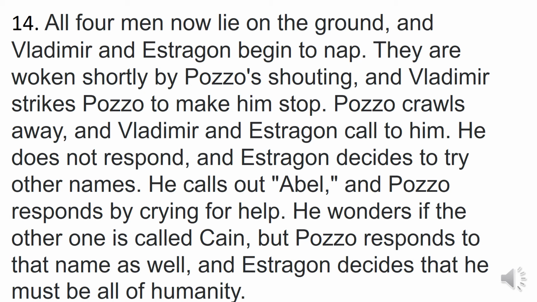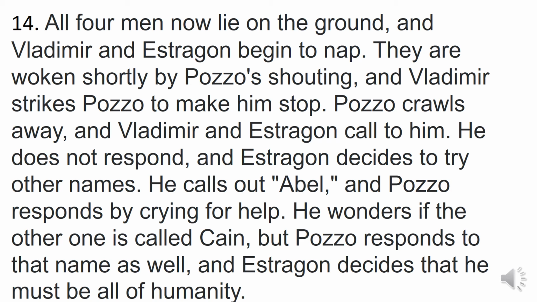All four men now lie on the ground and Vladimir and Estragon begin to nap. So now they sleep. What a bizarre thing to do. They are woken shortly by Pozo's shouting and Vladimir strikes Pozo to make him stop. Pozo crawls away and Vladimir and Estragon call to him. He does not respond and Estragon decides to try other names.